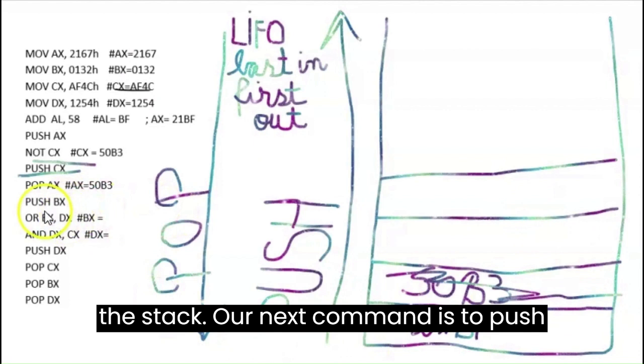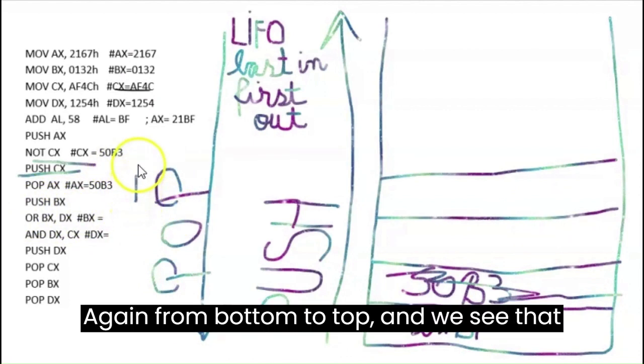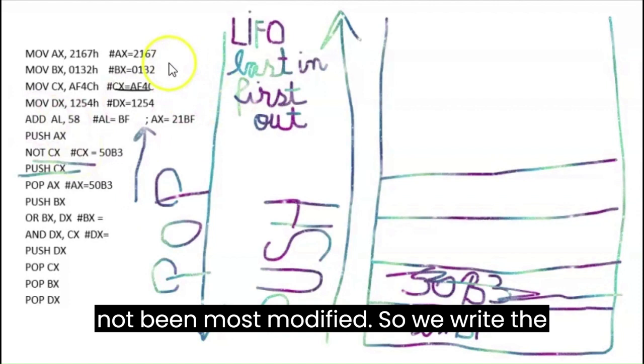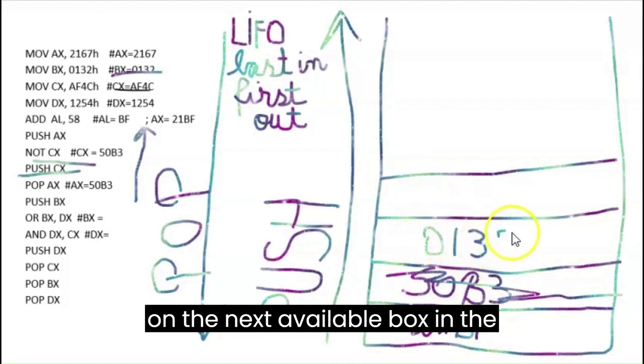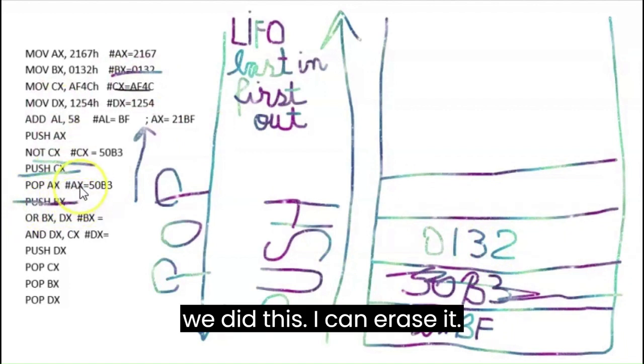Our next command is to push BX into the stack. We look again from bottom to top, and we see that BX has not been modified. Its value has not been modified, so we write the initial one, 0132, on the next available box in the stack. Then we did this. I can erase it.